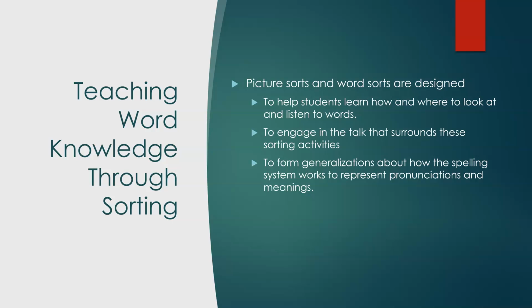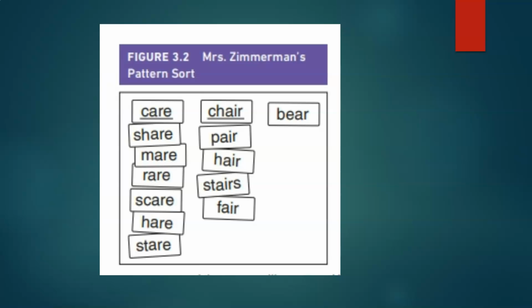And for the little ones, we may be doing picture sorts for sounds, beginning sounds. So we do that a lot, but this is taking things a little step further. So here's a pattern sort where Mrs. Zimmerman in her class has the kids listening to the sound of air, as in care and share and chair and pair and bear. So the sound is there, but she has them looking for the pattern, the ARE, the AIR, and the EAR. And let's talk about that EAR.